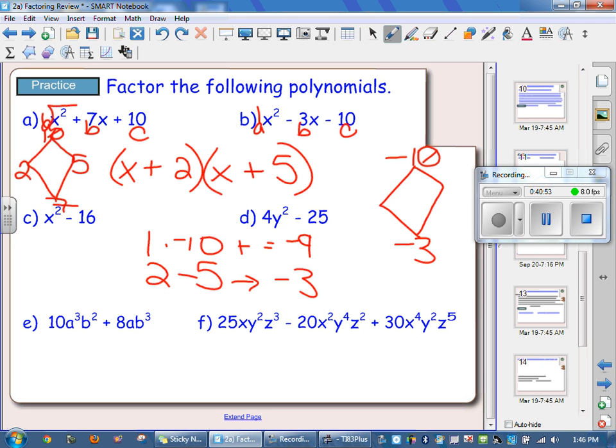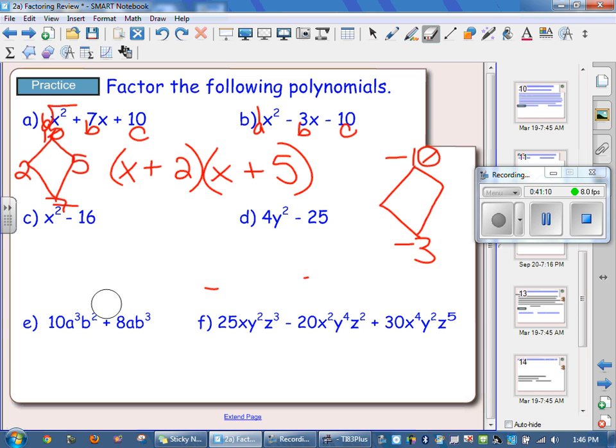Okay, so now we know those digits. So we know it's going to be a positive 2 and a negative 5. Those are the numbers we put in our diamond. So I can erase what I've got over here. I open my 2 brackets.